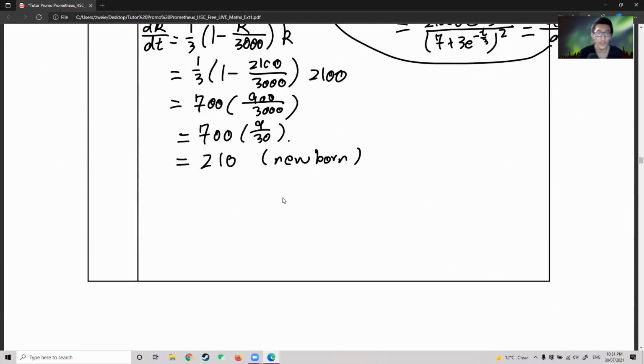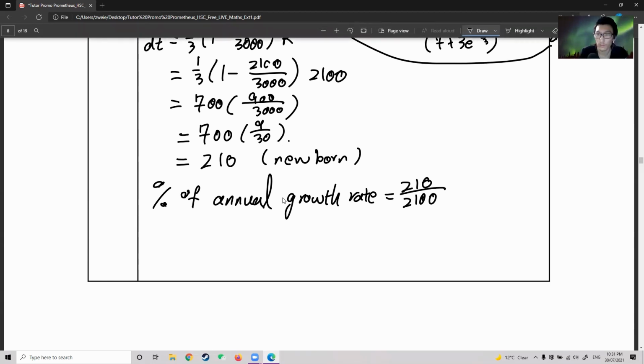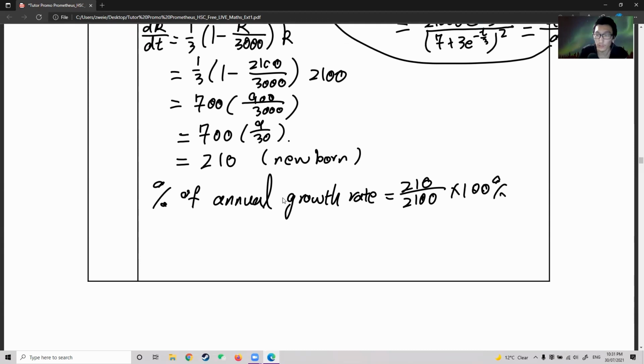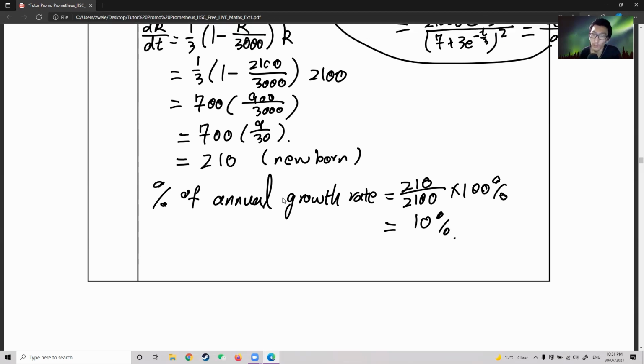So finding the percentage of annual growth rate, the growth rate will be equal to 210 over 2,100, times 100%. The newborns over what we have this year is our annual growth rate, which is 10%. So we have a 10% growth rate by the next year. We're expecting around 2,310 kangaroos.